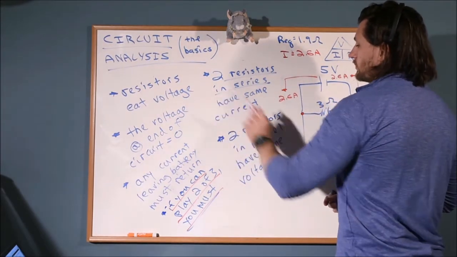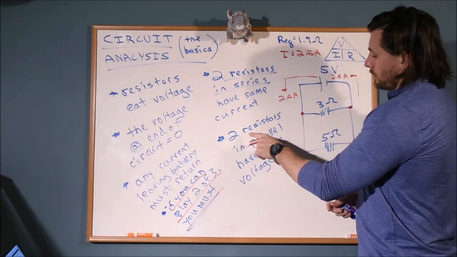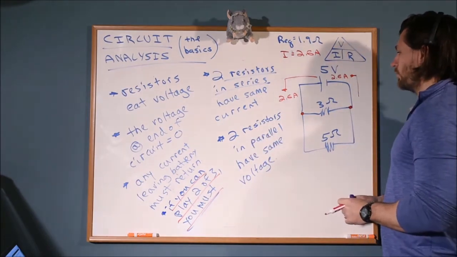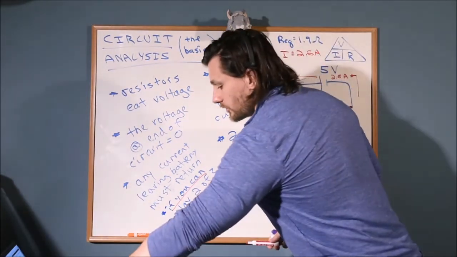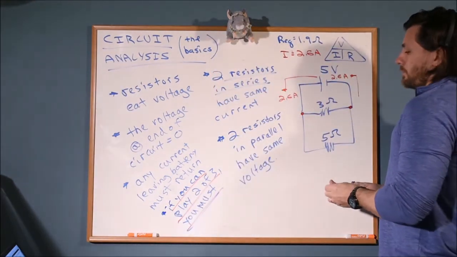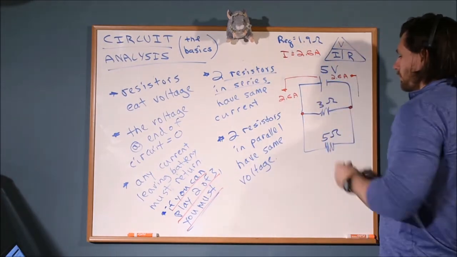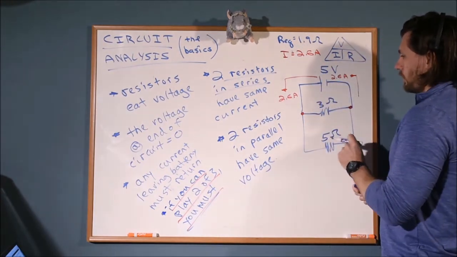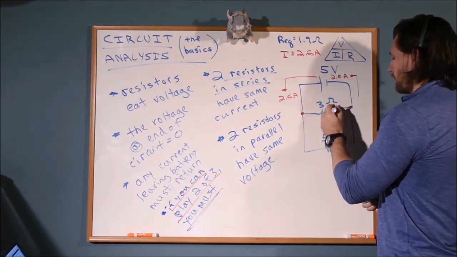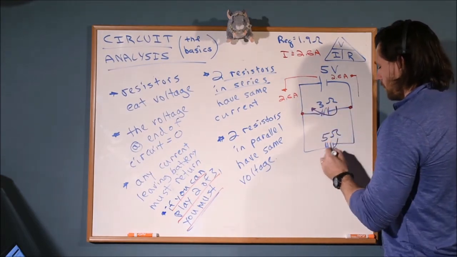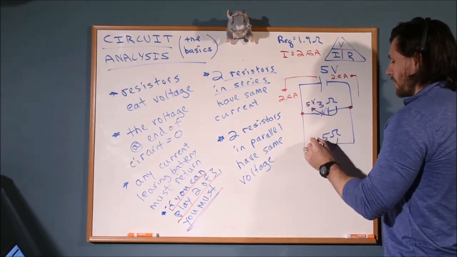Well, two resistors in series have the same current. These are not in series. Two resistors in parallel have the same voltage. Aha. So we know, using this circuit rule, that because these two resistors are in parallel, they have the same voltage. They're both 5 volts. So let's see. The current's going to be going from left to right. So our voltage drop is going to be from right to left for both of these. And they are both going to be 5 volt drops.